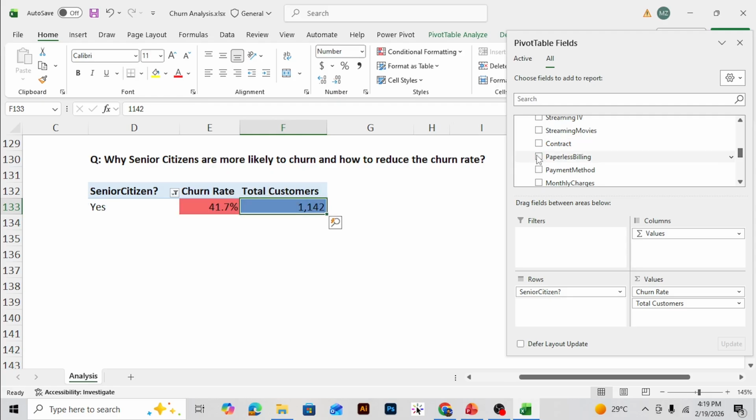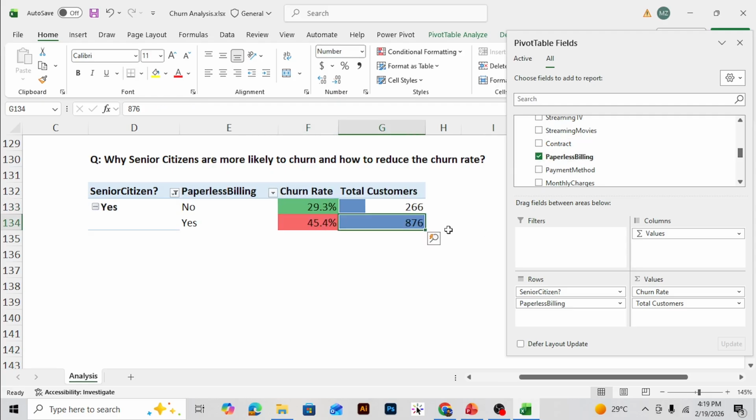Now let's bring in paperless billing. You can see that those who are using paperless billing have a much higher churn rate, but those who are not using paperless billing have a much lower churn rate, which is 29.3%. The total number of customers not using paperless billing is only 266, whereas the number using paperless billing is quite high. So paperless billing is not a good thing. We can provide the bill with proper documentation to our senior citizens, and then I think we can reduce our churn rate for senior citizens.